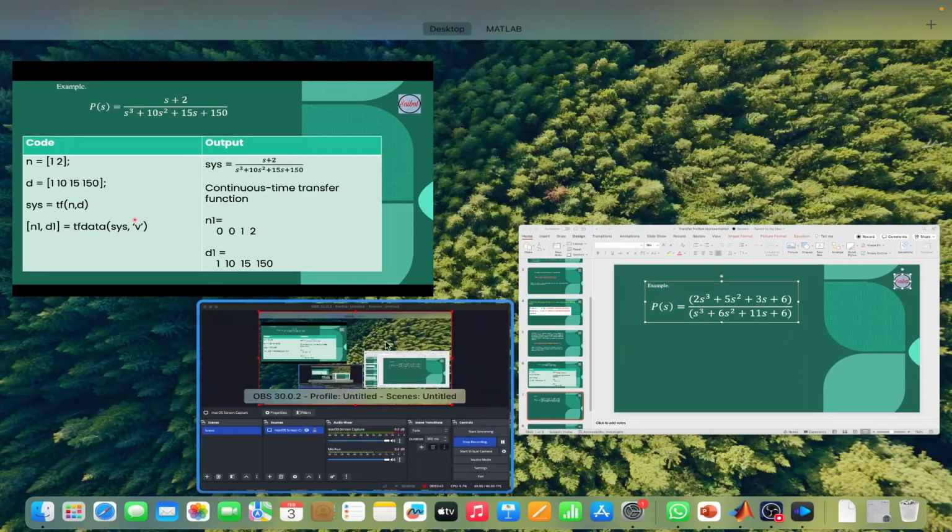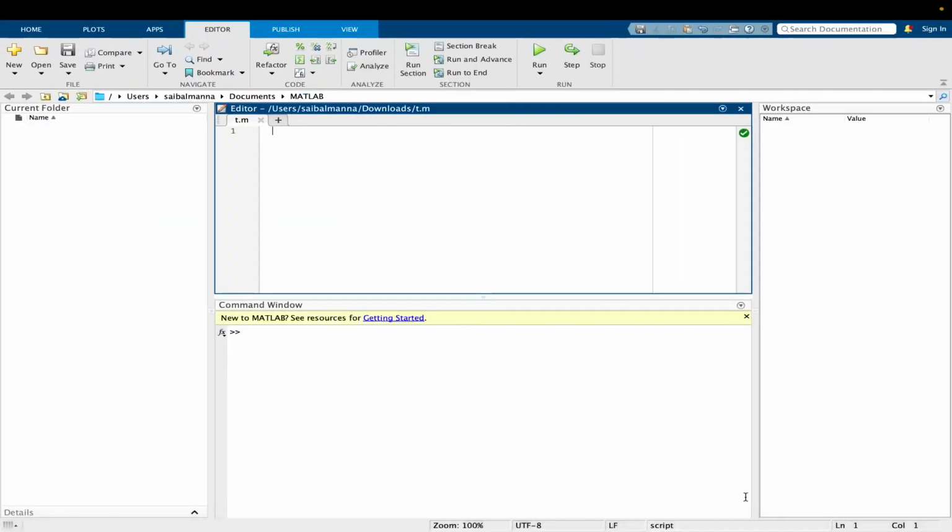Okay, now we are going to MATLAB and try to implement example number 1. So first I am writing the numerator coefficients. Here I represent the numerator as n, so it will be 1 2. Then representing the denominator of the transfer function. So denominator coefficients are 1, 10, 15 and 150.